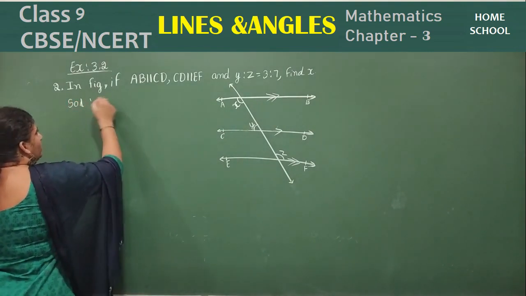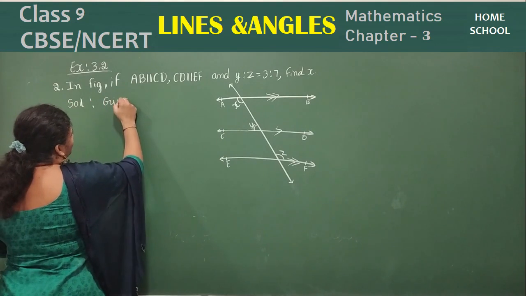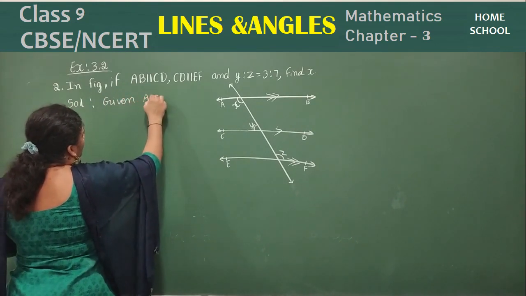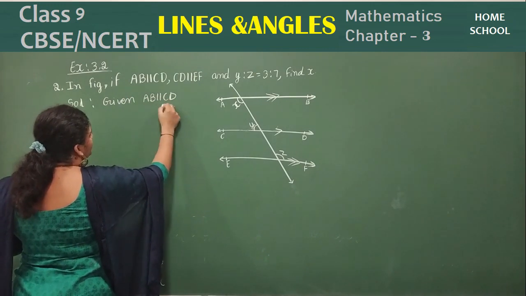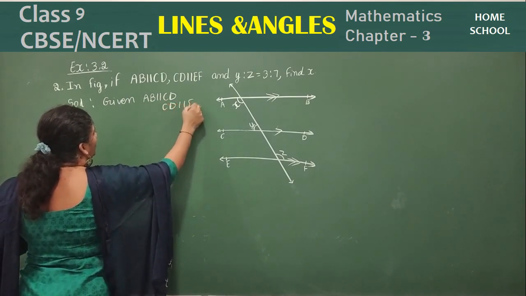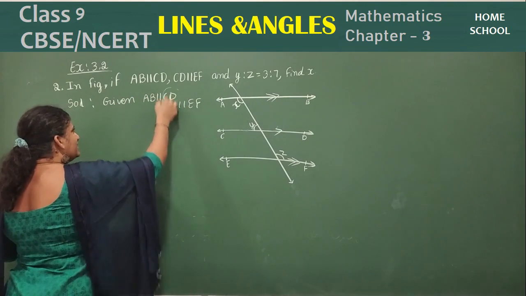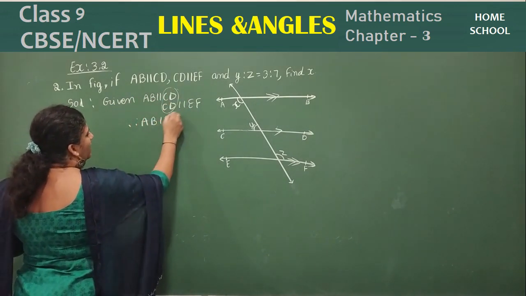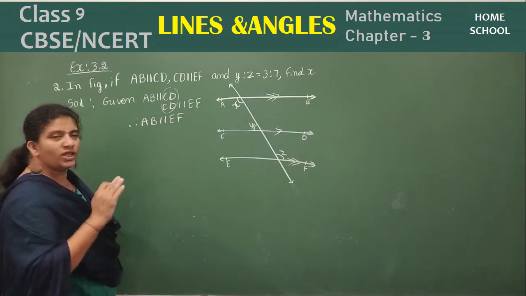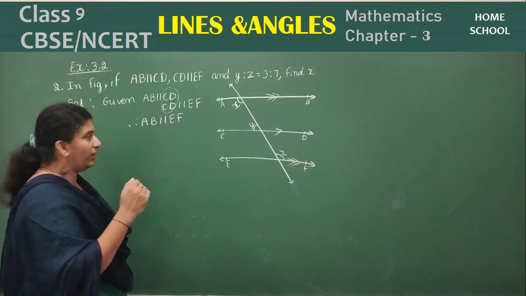Solution. Given: AB parallel to CD and CD parallel to EF. These two are the same. Therefore, AB parallel to EF. All three lines are parallel to one another.